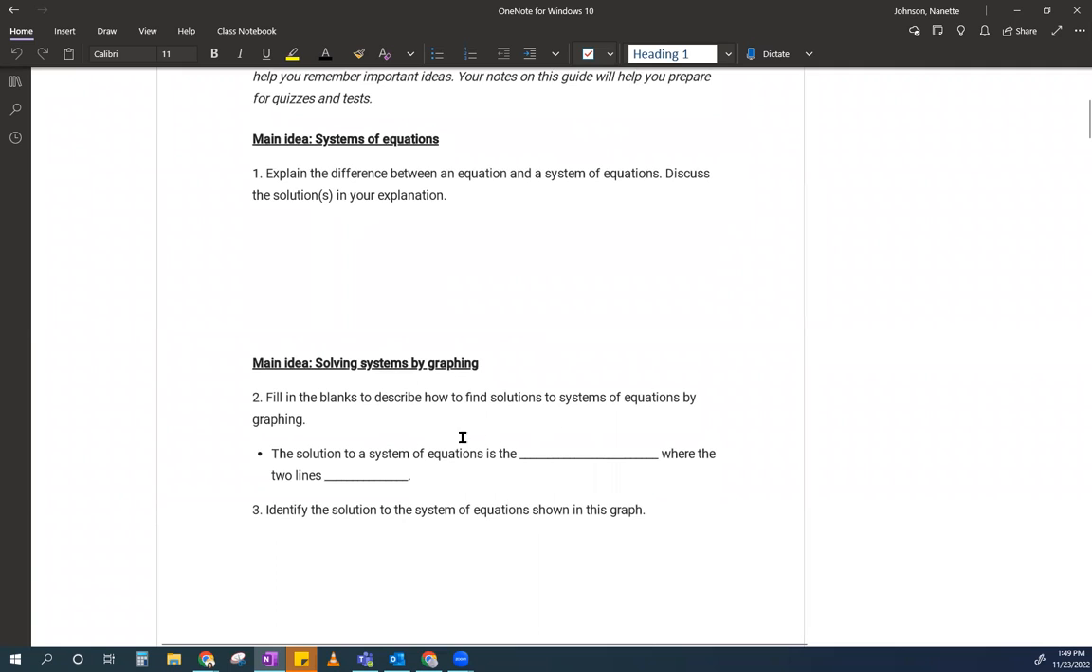So it says fill in the blanks to describe and find solutions of a system by graphing. So the solution of a system is the blank where the two lines blank. Okay, so it's where the lines intersect, and you're going to hear me say intersect over and over again, right? So that's where they intersect, and it's the ordered pair or the point. So I'm going to put point / ordered pair.